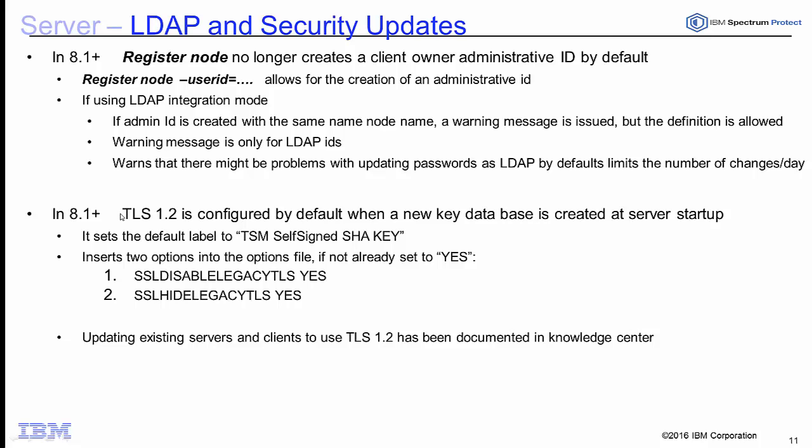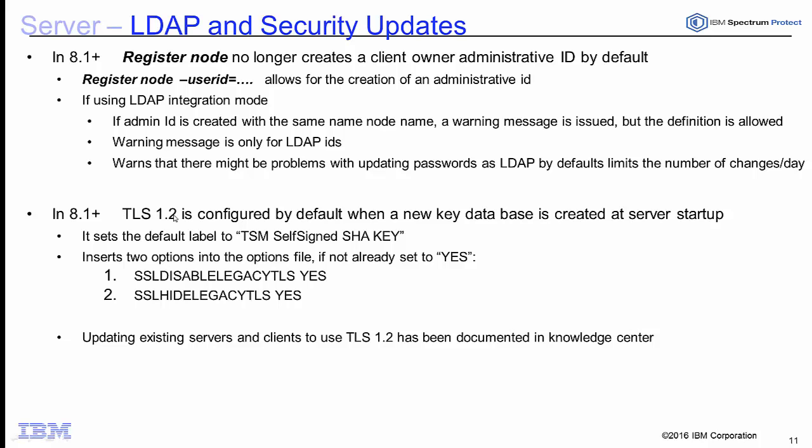In 8.1, we also make TLS 1.2 the default when you install and configure a new key database. In 8.1, the server startup and the key database will have a default name of TSM self-signed SHA key, and it will insert two options into the options file: SSL disable legacy TLS yes and SSL hide legacy TLS yes. And so this will have the effect of updating new Spectrum Protect installs to use TLS 1.2.